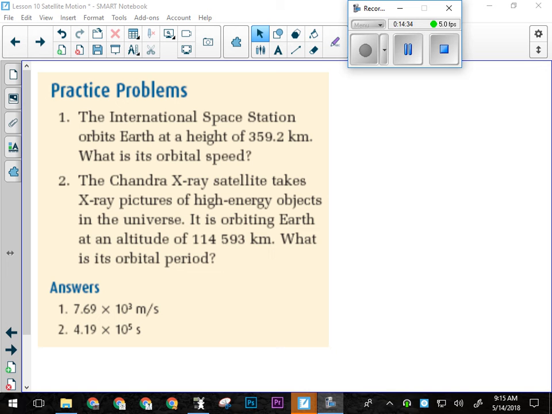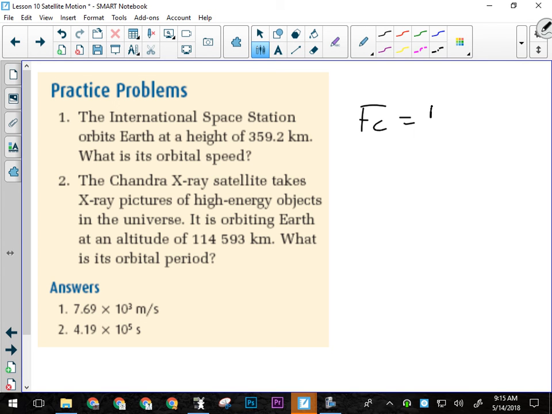Okay, so for number 2, we have the X-ray satellite, and it's taking pictures of high-energy objects in the universe. It is orbiting at 114,593 kilometers. That's really far away, actually. That's beyond geosynchronous orbit. It needs to be that far away so that the magnetic field of the Earth doesn't interfere with its observations. We need to find out what its orbital period would be.